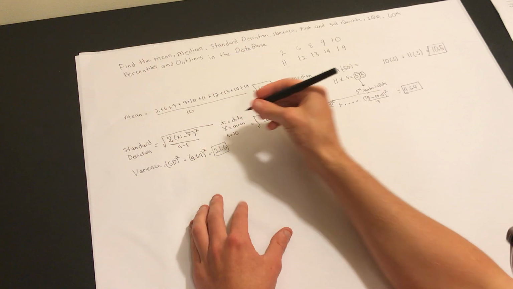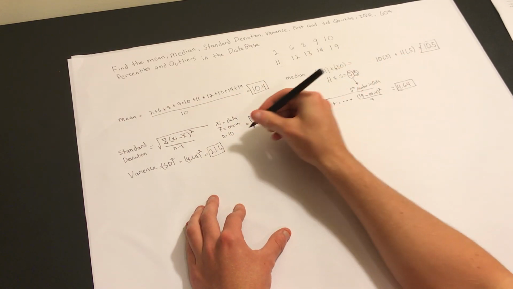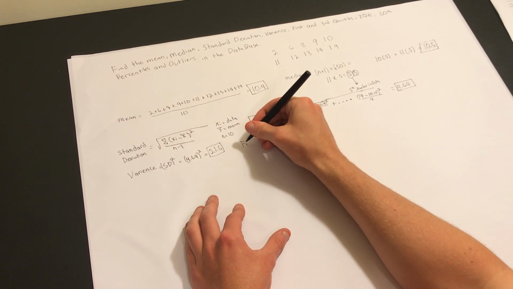So now we're going to do the first quartile using this method that we used to calculate the median earlier.